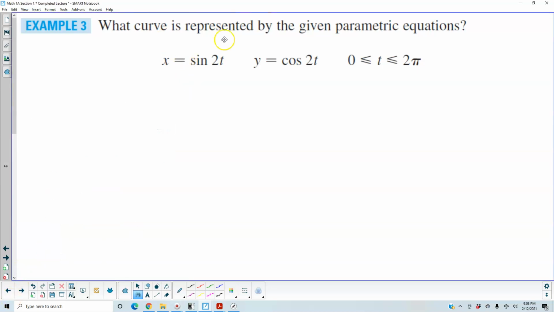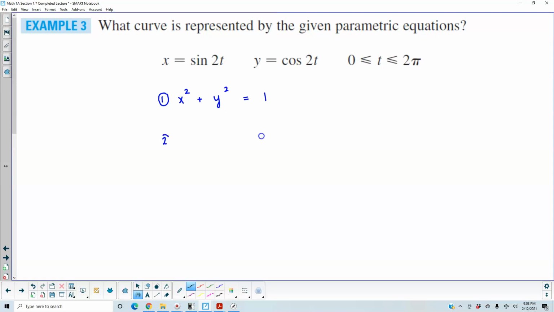So what curve is represented by the given parametric equations in example 3? We have x equal to sine of 2t, y equal to cosine of 2t, where t is in between 0 and 2 pi. So we know that if we took x squared plus y squared and set that equal to 1, that would give us our circle with radius 1.